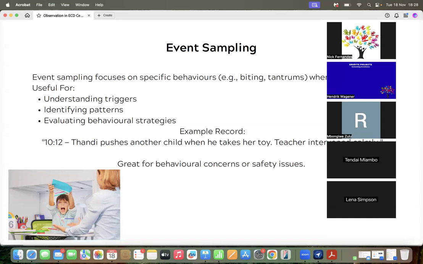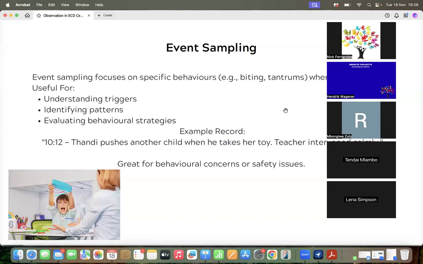Tendai, well, I've got you now then. Tell me the difference between time sampling and event sampling. Sorry, you want the difference between what? Between event sampling and time sampling. I'm not sure. I don't want to lie.